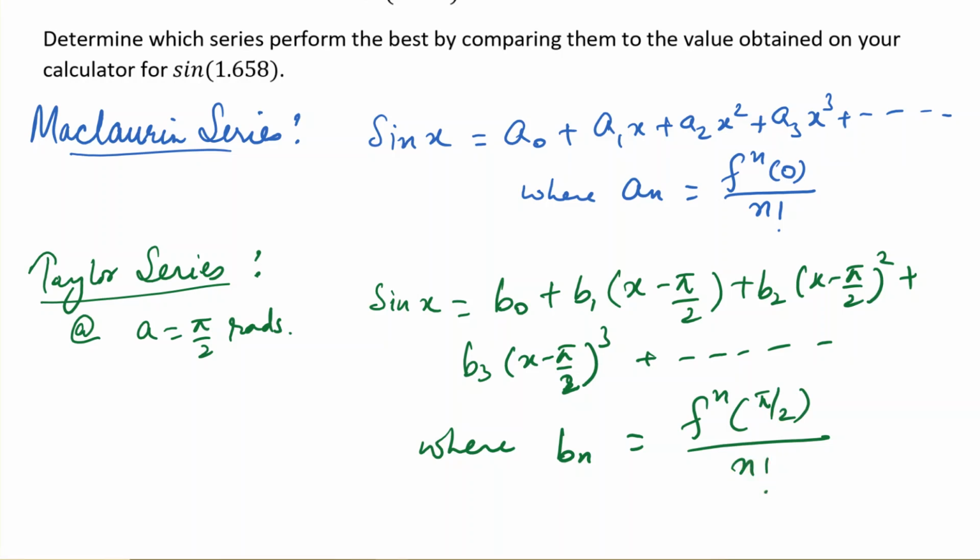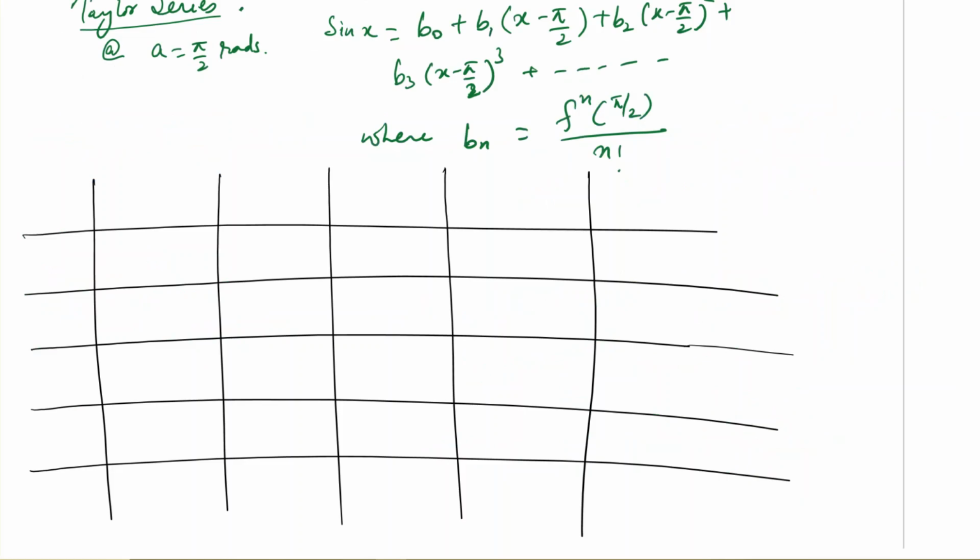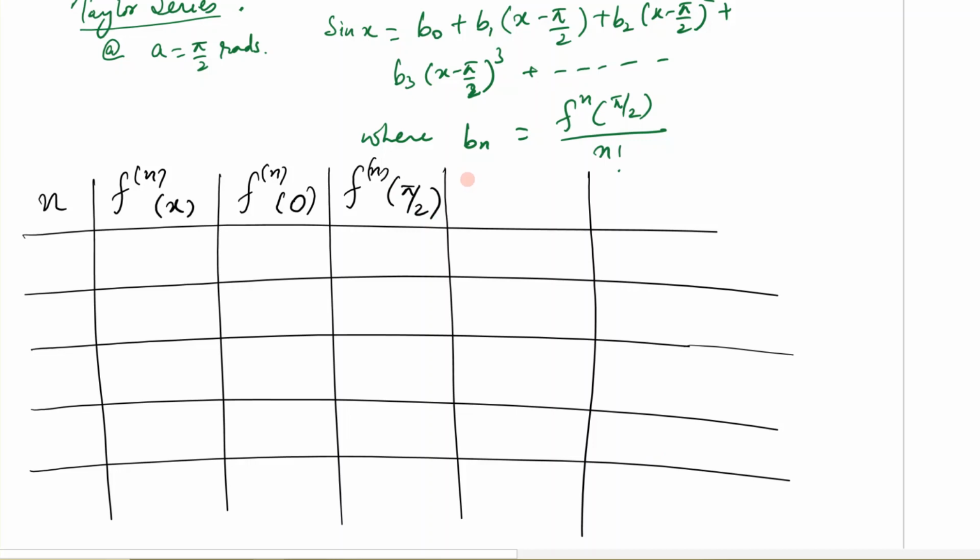In order to find the series, let's make a table so that we can figure out all the constants first. Here we will write our index n, then the nth derivative of the function, the value of the nth derivative at 0, and then the value of the nth derivative at pi/2, which we need for the Taylor series. Then we're going to write our coefficients, an here and bn here.